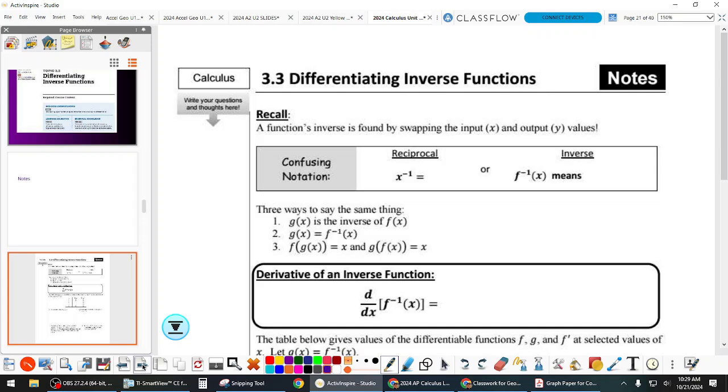It's like the y values of the original function are the x values of the inverse function. Yeah, good. So swapping input and output. And do you remember to find one, we switch x and y? Yeah. And then isolate the variable.